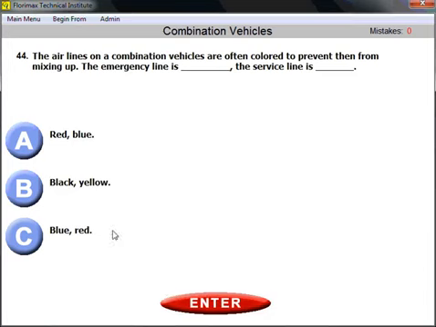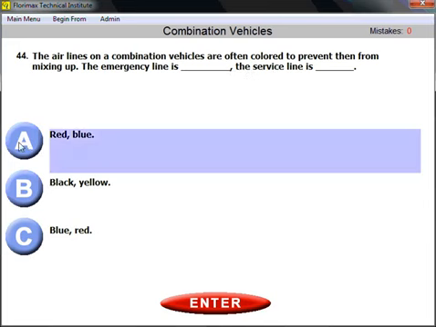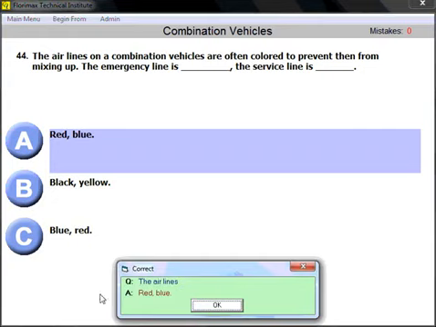Question number 44. The airlines on the combination vehicles are often colored to prevent them from mixing up. And the emergency line is what color, and the service line is what color? Definitely the emergency line is red. Emergency, red. That's easy. And the service is blue. Red and blue. You choose that sequence, red and blue, not blue-red, because that's the order you are asked. The emergency line is red, service, blue. Not blue-red. Red, blue.